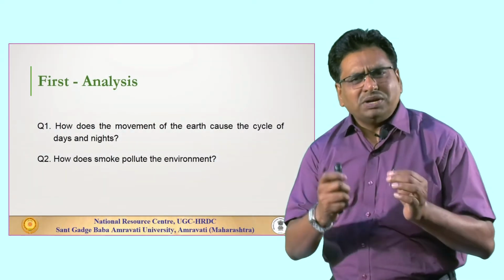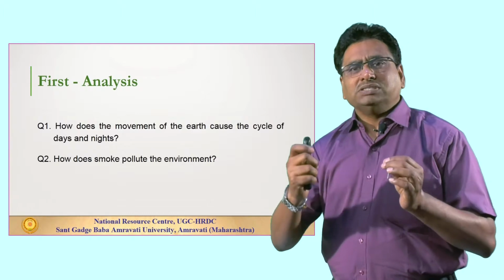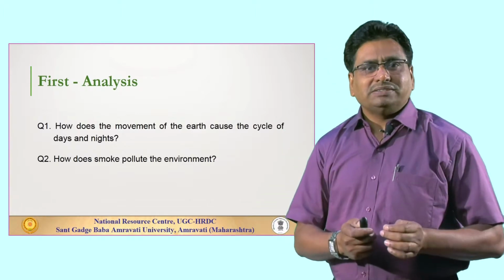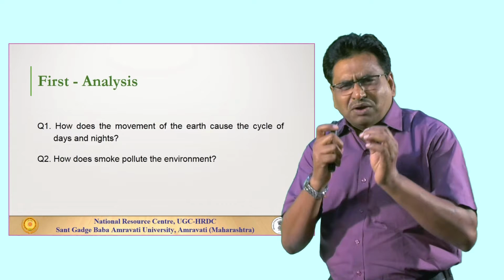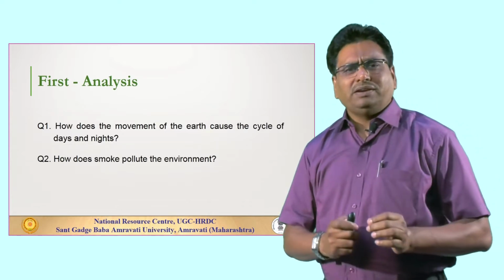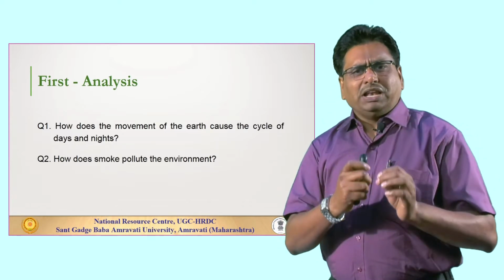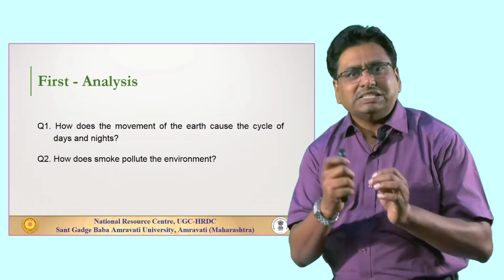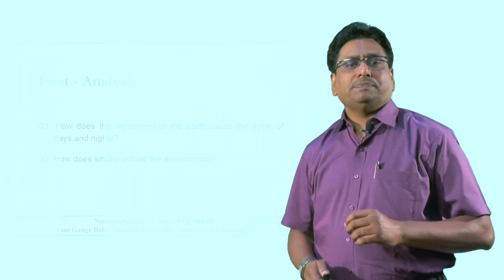First, analysis. Breaking the given situation, concept, ideas, etc. into its components in order to study their mutual relationship is known as the analysis level of questions. For example, question number 1, how does the movement of earth cause the cycle of days and nights? Question number 2, how does smoke pollute the environment? These questions will help the student to learn the mutual relationship between the two concepts.